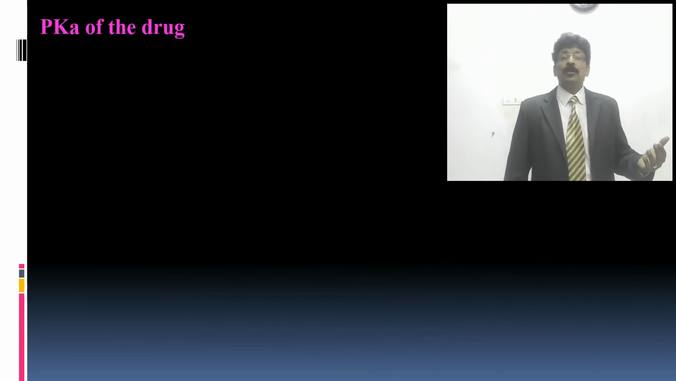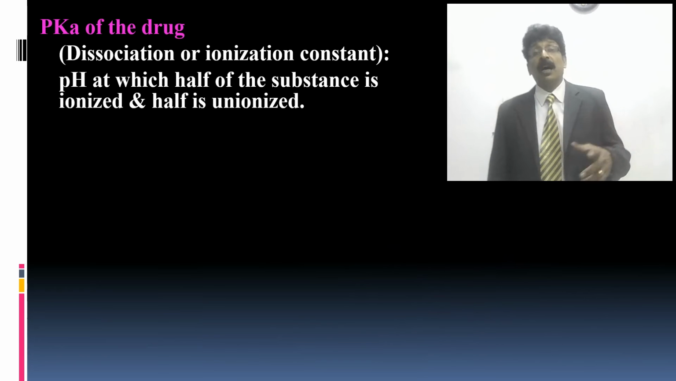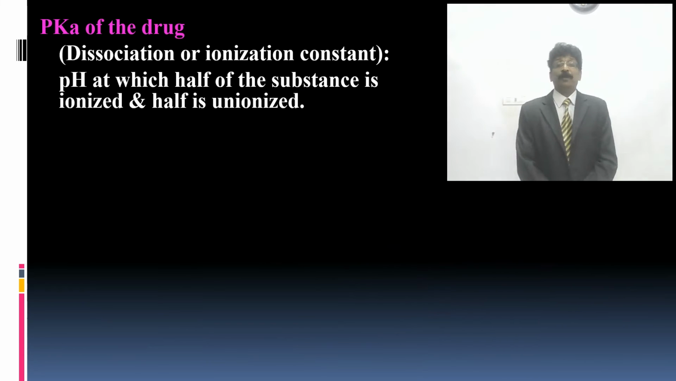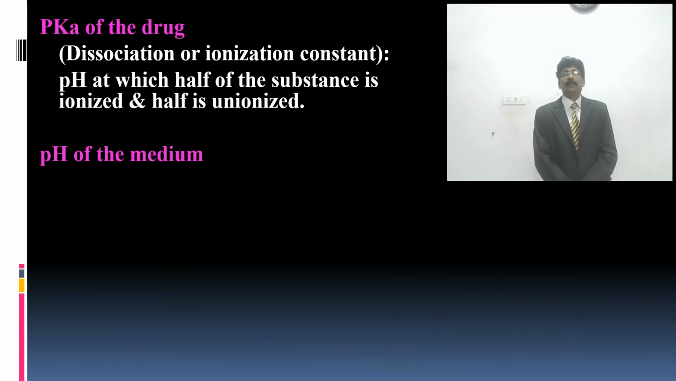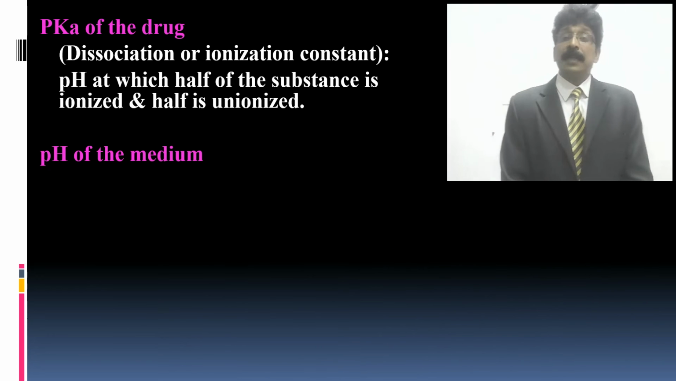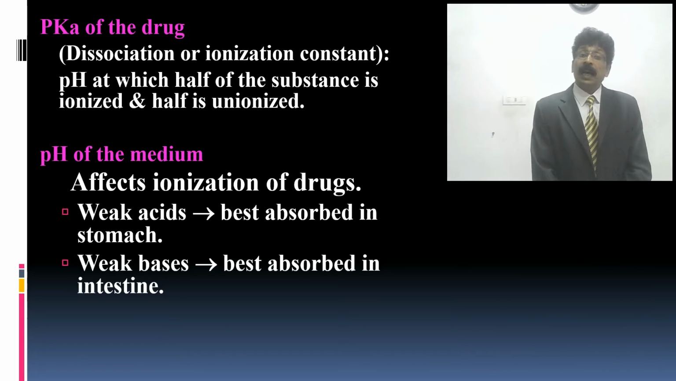So the pKa of a drug is its dissociation or ionization constant, the pH at which half of the substance is ionized and half is unionized. That is the pKa of the drug, the equilibrium of ionized and unionized. The pH of the medium affects the ionization of the drug.